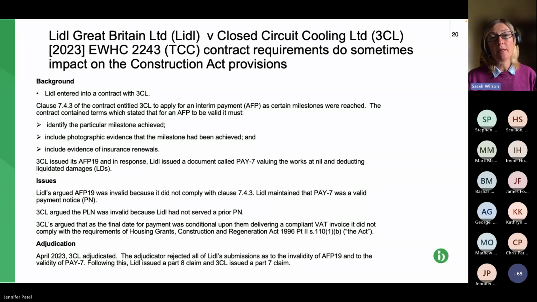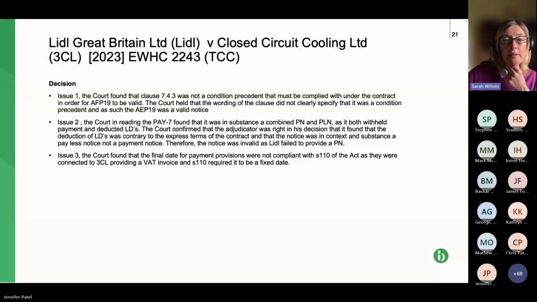Now the contractor here argued that there'd been no payment notice or pay less notice, so it was entitled to its application for payment in full. Lidl said, you've not complied with this 7.4.3, you've not submitted the photos or the evidence of your insurance, so your application for payment is not valid, so it's irrelevant, it basically goes in the bin. The court said no. So if we can just move on to the next slide, Jen, please. The court said no, that's not the case.